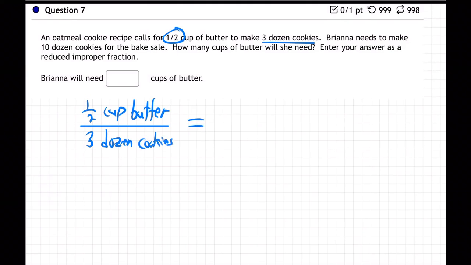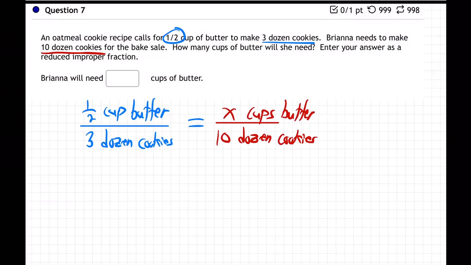cookies equal. And then the other side, Brianna needs to make 10 dozen cookies. Where's that going to go? Well, I happen to put the dozen cookie thing on the bottom, so you've got to put it on the bottom over here. You've got to be consistent. 10 dozen. Like that. And on the top, it'll be x cups of butter.